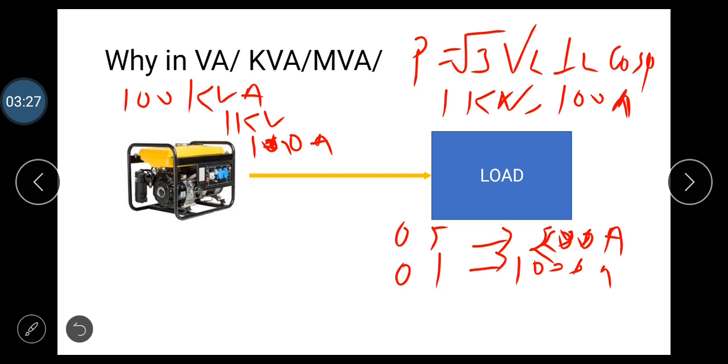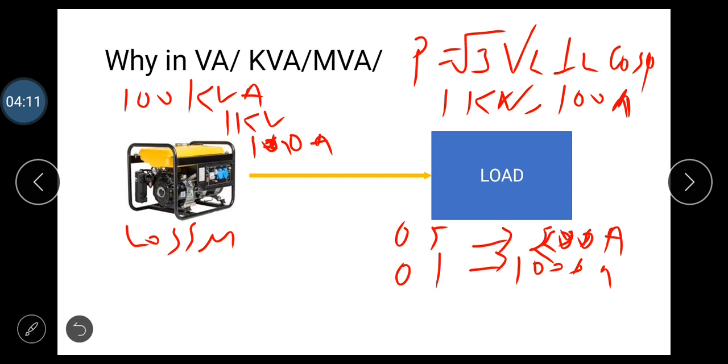Similarly, the second thing is the current carrying capacity of the conductor, which decides the conductor size. So the conductor size will be chosen based on the 100 amps here. If the current is more than 100 amps, it is going to damage the alternator. So based on these two things, we are going to make the alternator. Other parameters will be considered, but we will consider only voltage and current for this purpose.